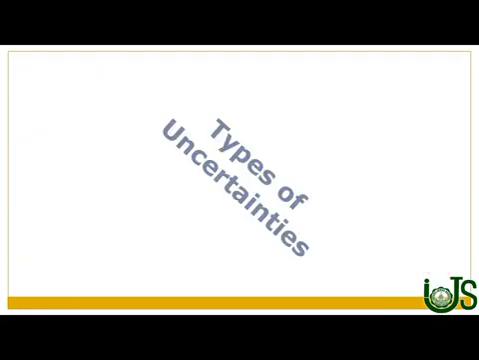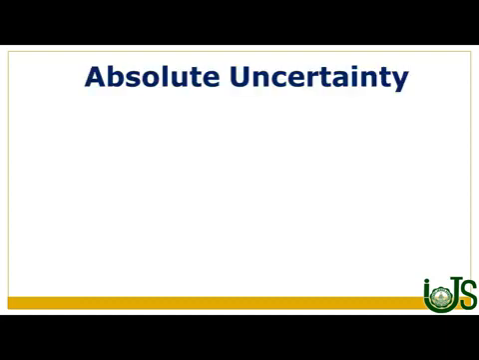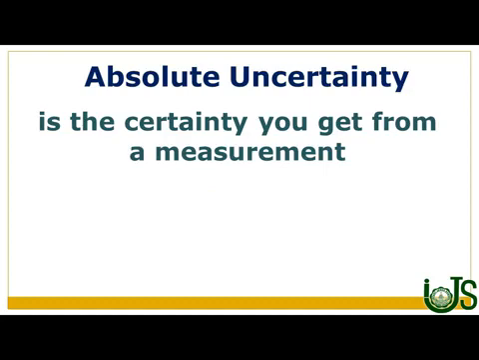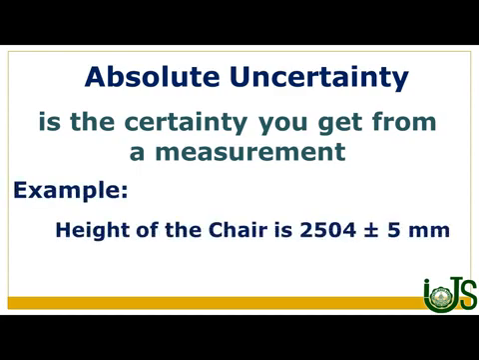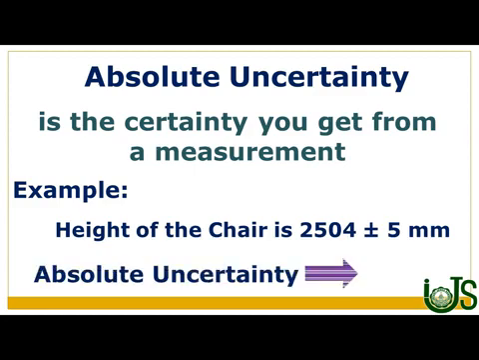So in uncertainties, there are different types. The first one is the absolute uncertainty. Absolute uncertainty is the uncertainty you get from a measurement. It tells how large the error is. So for example, from the previous given, the height of your chair is 2,504 positive negative 5 millimeters. So it means ang kanyang absolute uncertainty will be 5 millimeters.